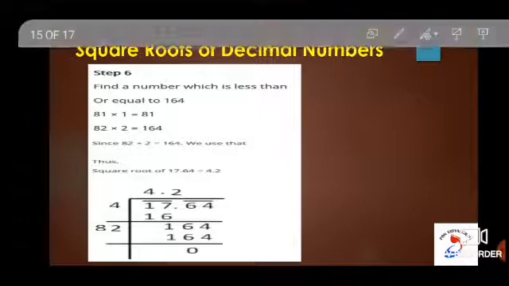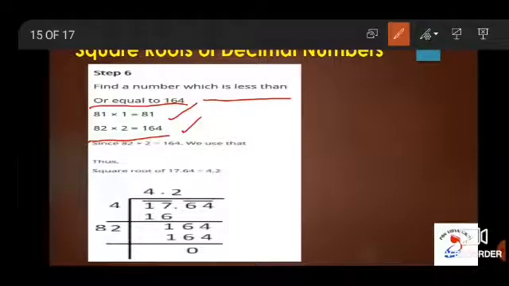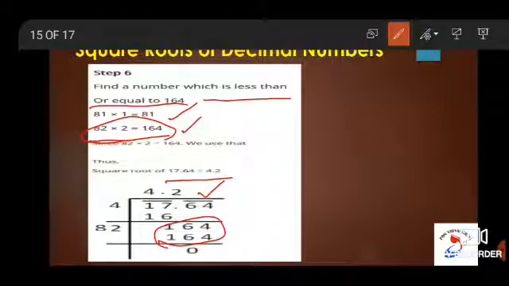See, in step 6, you have to find a number which is less than or equal to 164. So 81 multiplied by 1 is 81, and 82 multiplied by 2 is 164. We have 164 here. So we have to pick the right choice of 2. So the square root of 17.64 will be 4.2.